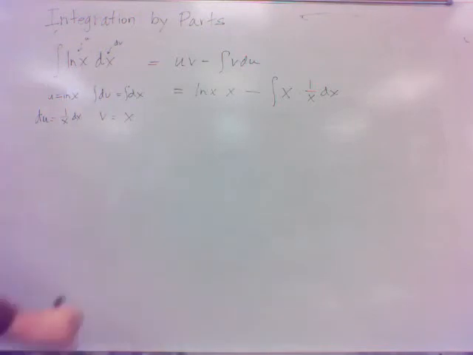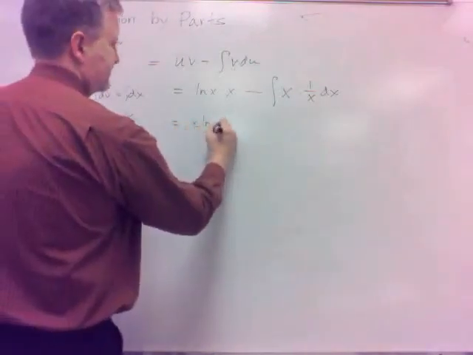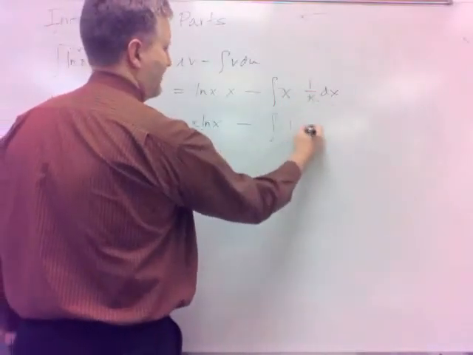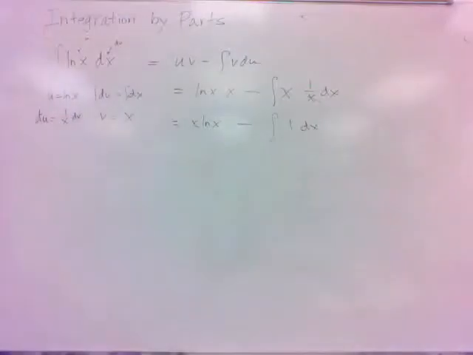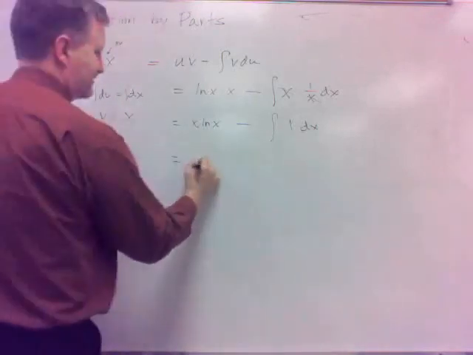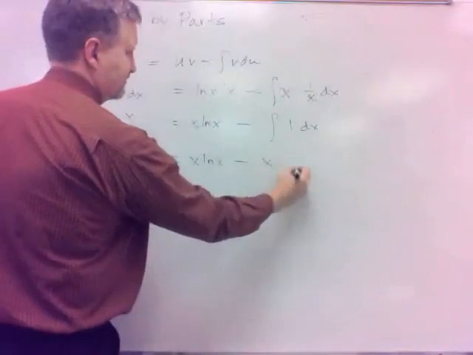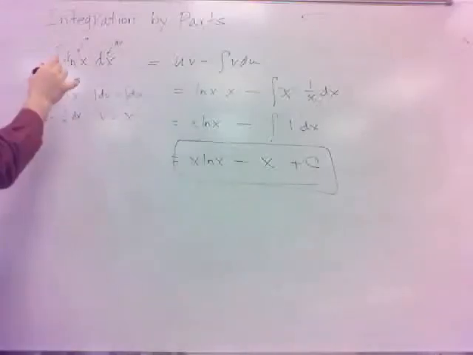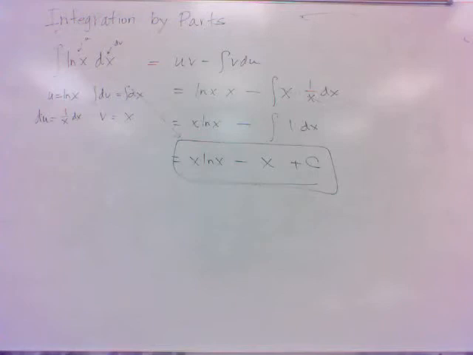Hey, that's pretty nice. This is x ln of x minus, what is this? Well, the x is canceled, so yeah. I'm just going to do the integral of 1 dx, which is x plus c. So it turns out the antiderivative of ln of x is, well, a little longer than you might think, but that's what it is. Okay? It's by parts.